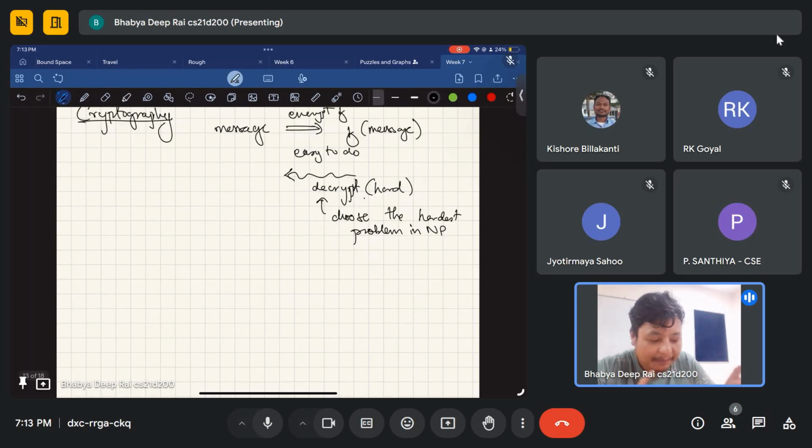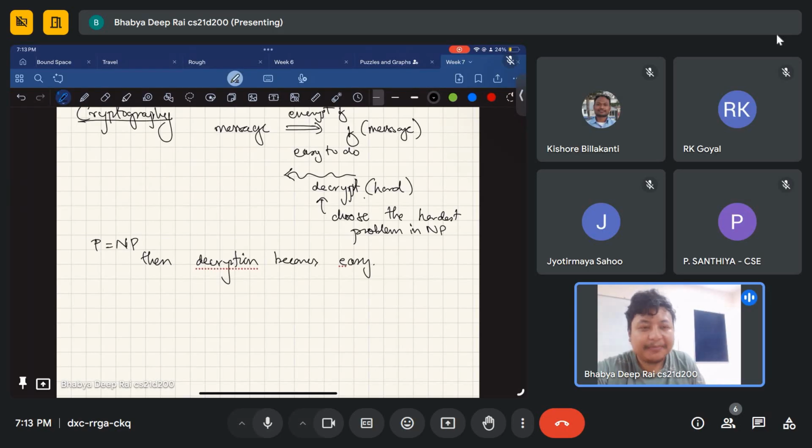And if it so happens that it is proved that P equals NP, then suddenly the opposite process, that is decryption, becomes easy. So what does that mean? This means that the security of all these so-called secure protocols will be compromised. So there'll be a huge disaster if we know that P equals NP.